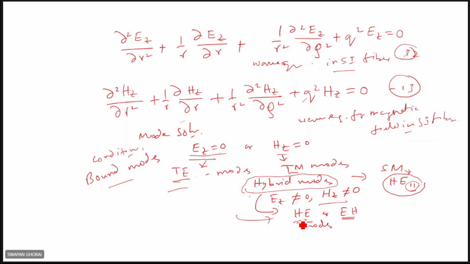If the contribution of the magnetic field is more, then it is HE. If the contribution of the electric field is more, then it is EH. So HE or EH. Actually, in a single mode fiber, only one mode is propagating, and that is the HE11 mode. That is a hybrid mode, and we'll see this suffix.